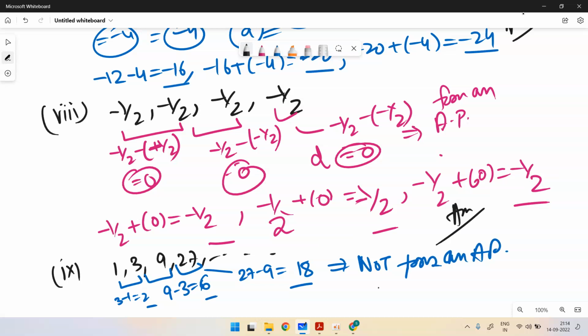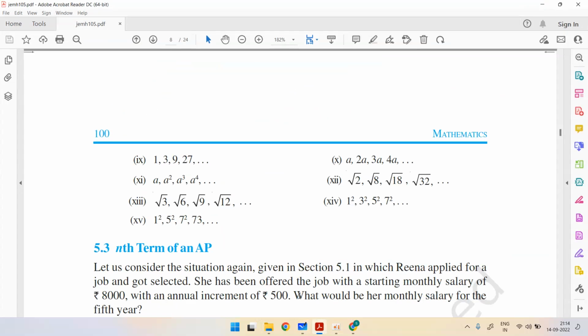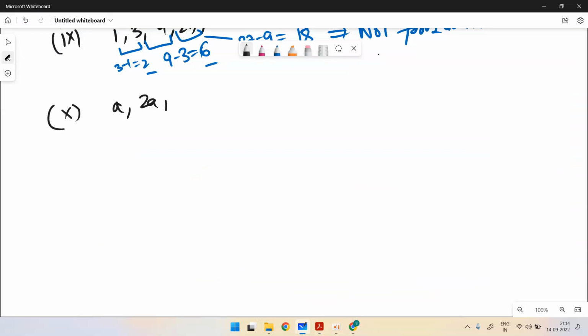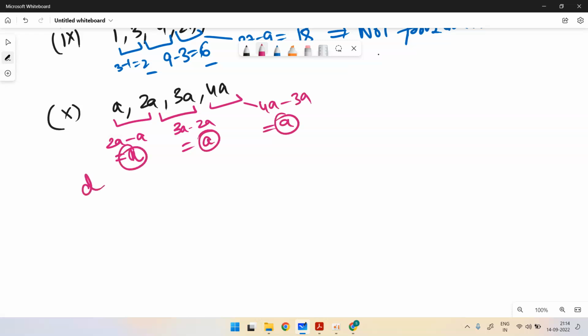What is the next part? Next is the 10th part: A, 2A, 3A, 4A. If you see the common difference, 2A minus A is A. Then 3A minus 2A is A, and 4A minus 3A is A. Since the common differences are equal, D is equal to A, and this forms an AP.